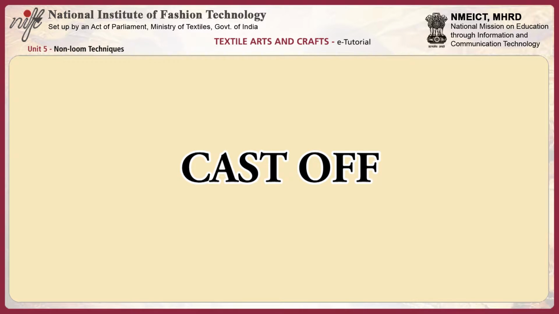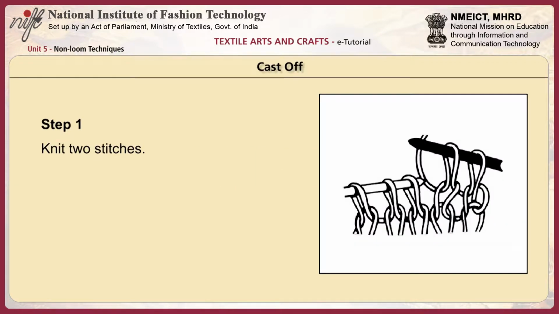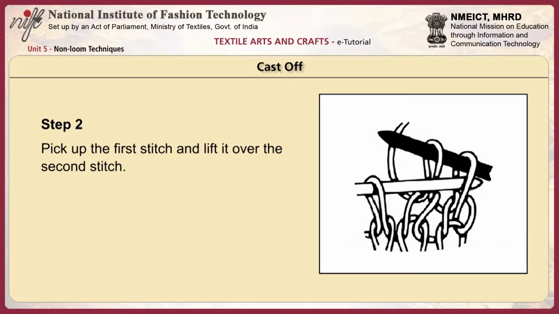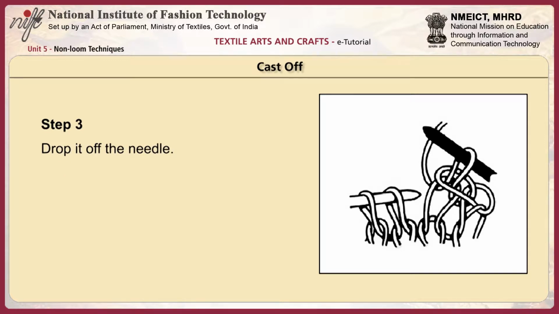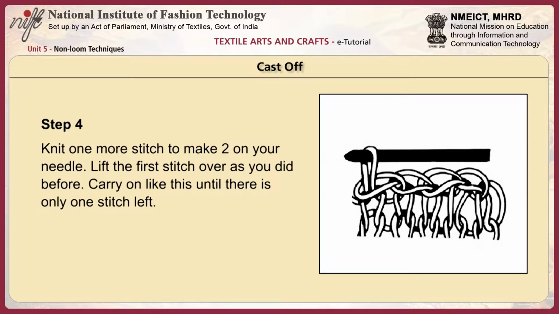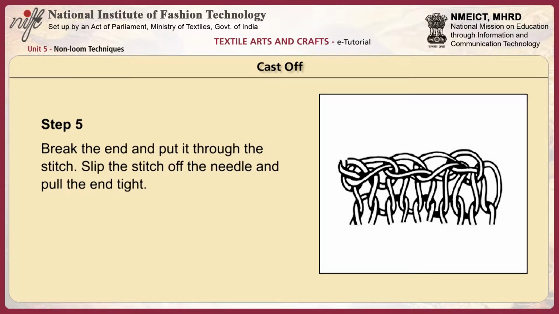Now you have learned knit and purl stitches. You can make many patterns. 2 useful ones are shown here. Step 1. Knit 2 stitches. Step 2. Pick up the first stitch and lift it over the second stitch. Step 3. Drop it off the needle. Step 4. Knit one more stitch to make 2 on your needle. Lift the first stitch over as you did before. Carry on like this until there is only one stitch left. Step 5. Break the end and put it through the stitch. Slip the stitch off the needle and pull the end tight.